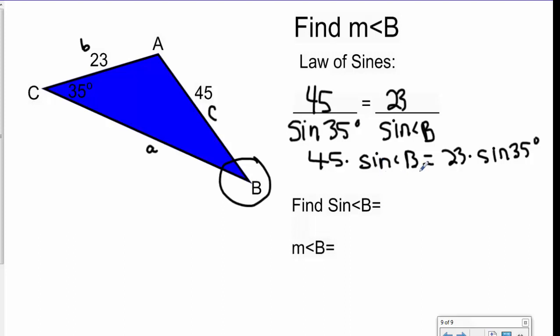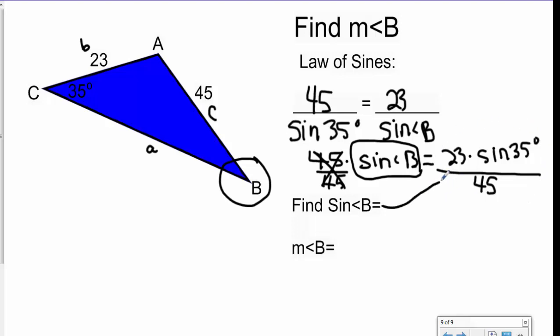To get the sine of angle B, the whole quantity, we want one measure. Remember in our lesson that to find the measure of the angle, we needed to have this piece first. I need to divide by 45, just this piece. This is what I will then put in my calculator to figure out the sine of angle B.